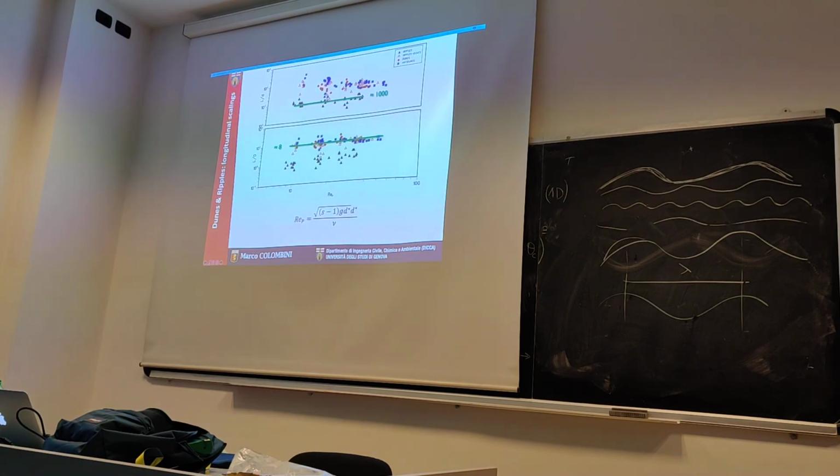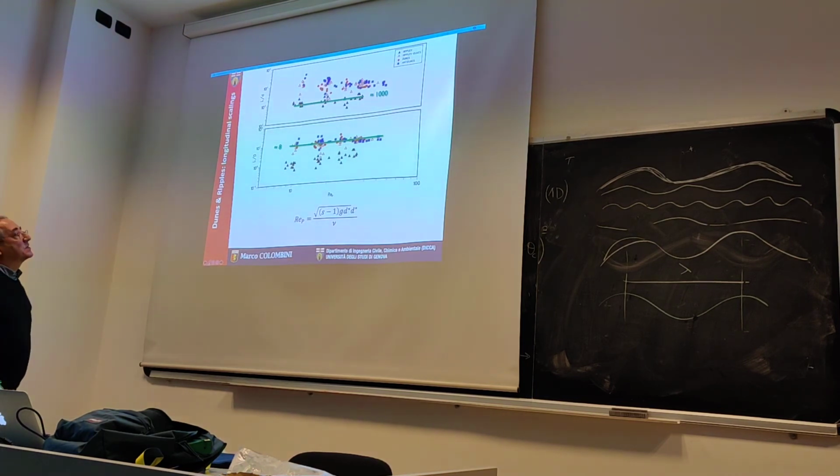In the top plot, this relation of L over D about 1000 is a famous rule of thumb for estimating the ripple length, given by Yalin, who did many experiments on ripple formation.